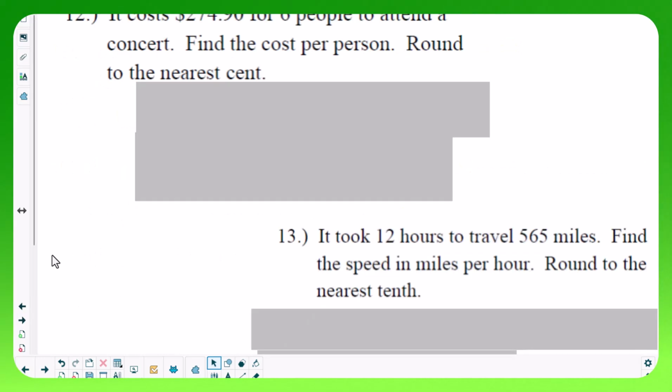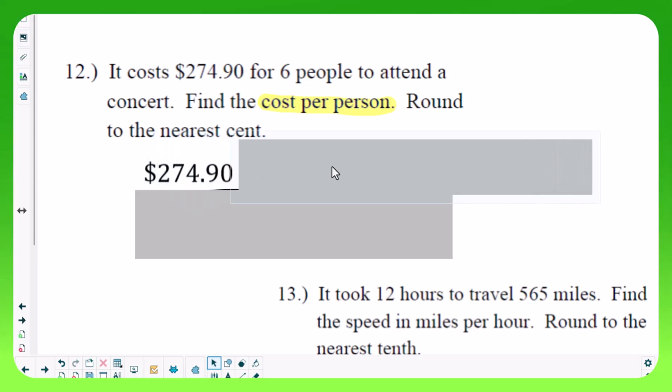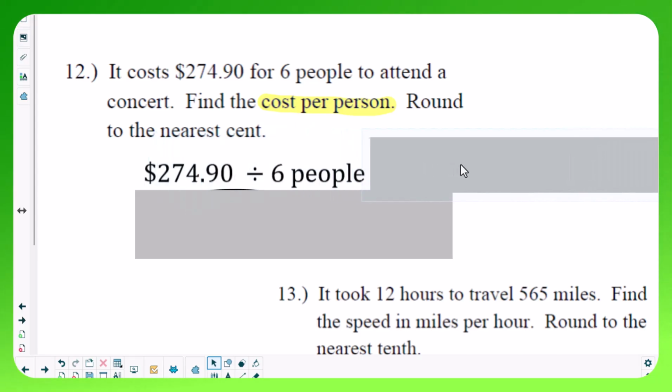All right, let's look at number 12. It costs $274.90 for 6 people to attend a concert. Find the cost per person. Since we are finding the cost per person, we want to take, I want my highlighter back. We want to take the cost, which is $274.90, and we want to divide that by the number of people, which is 6 people.